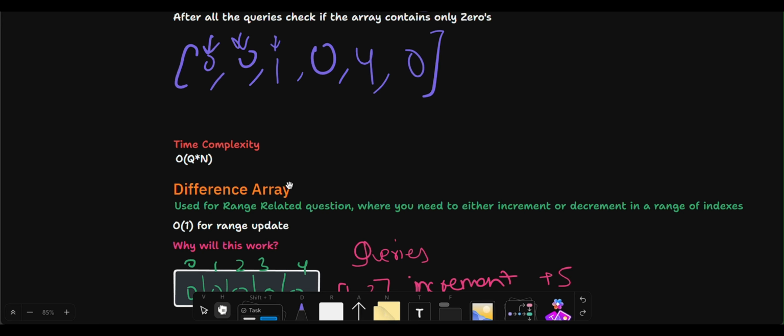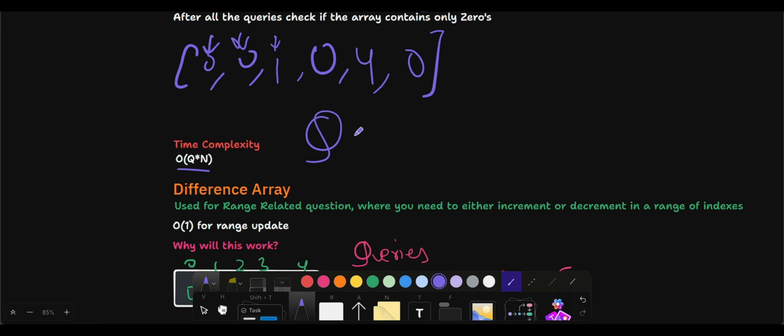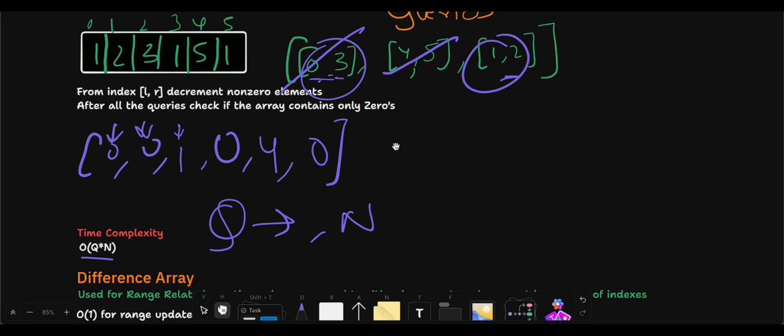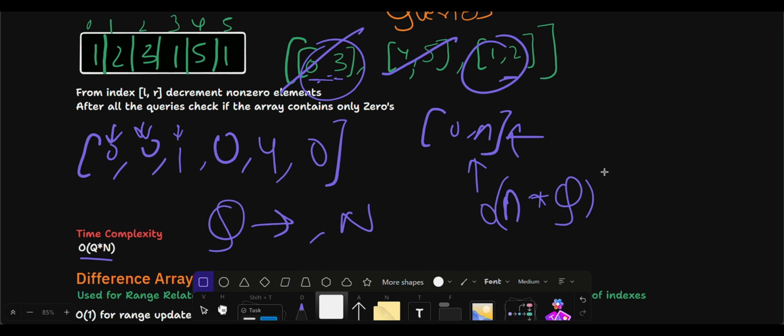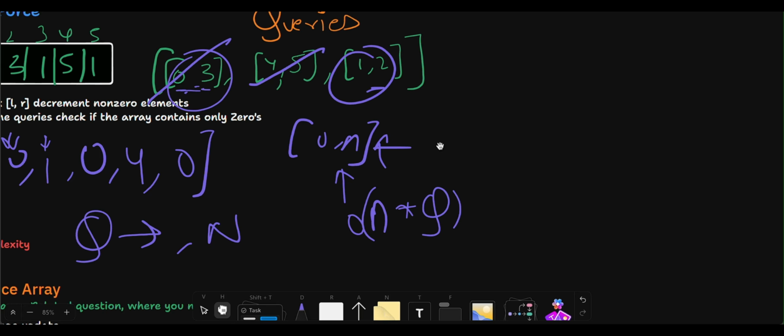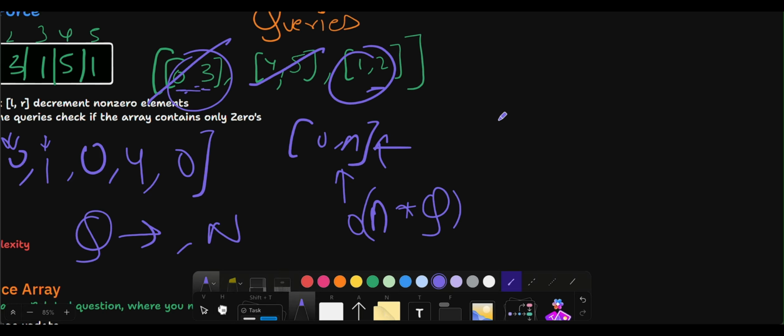So here the time complexity is big O of Q into N. Q is the number of queries that we have to iterate and N is the number of elements in the array. In the worst case, a query could contain 0 to N, which is possible. So for that, this would be N, and simultaneously I have to go through every query. So if you consider Q as N, it would become big O of N square.